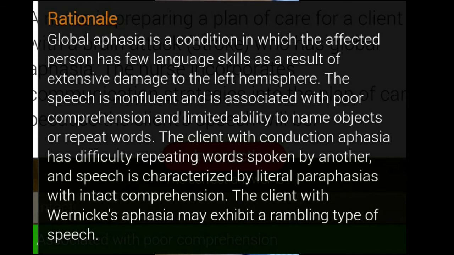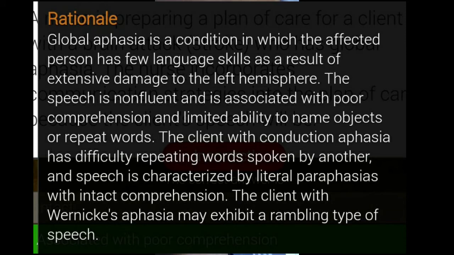The client with conduction aphasia has difficulty repeating words spoken by another, and speech is characterized by literal paraphrases with intact comprehension. The client with Wernicke's aphasia may exhibit a rambling type of speech.